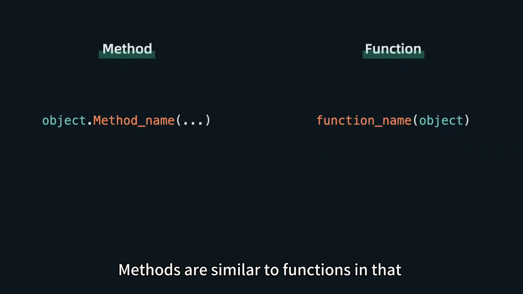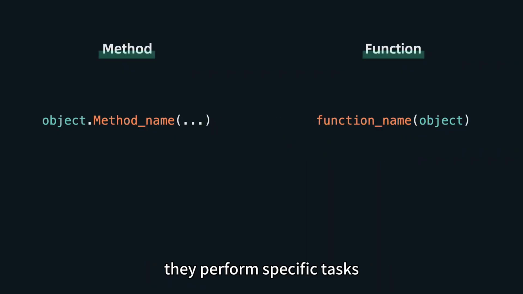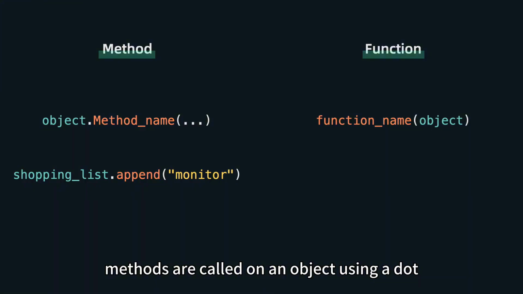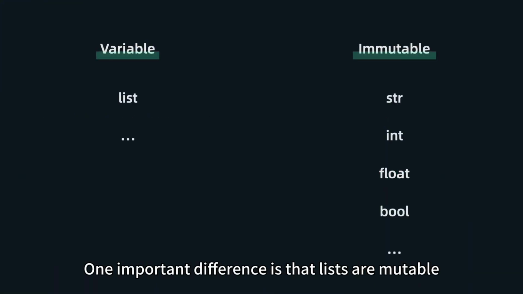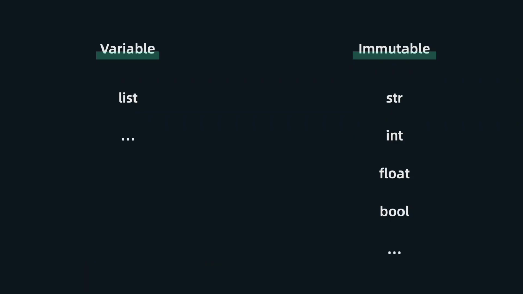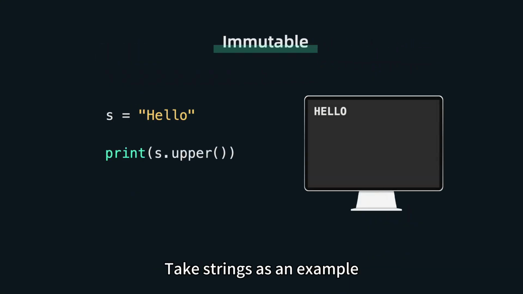Methods are similar to functions in that they perform specific tasks. The difference is that methods are called on an object using a dot, while functions are called directly by name. One important difference is that lists are mutable, while types like strings, numbers, and booleans are not. What does that mean exactly? Take strings as an example.